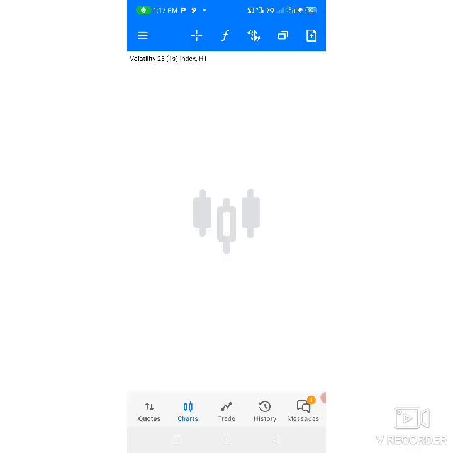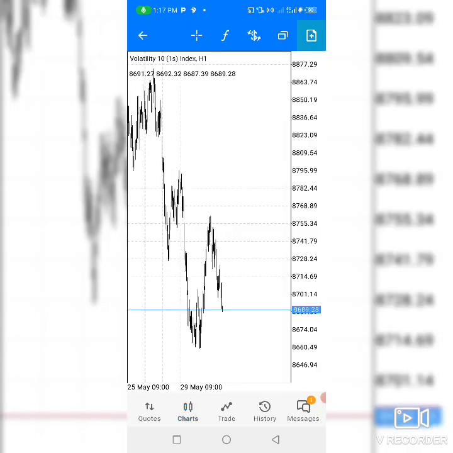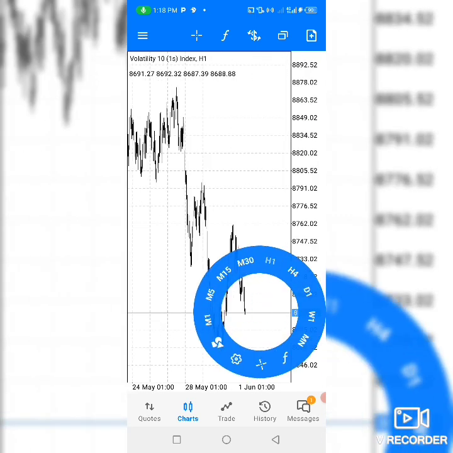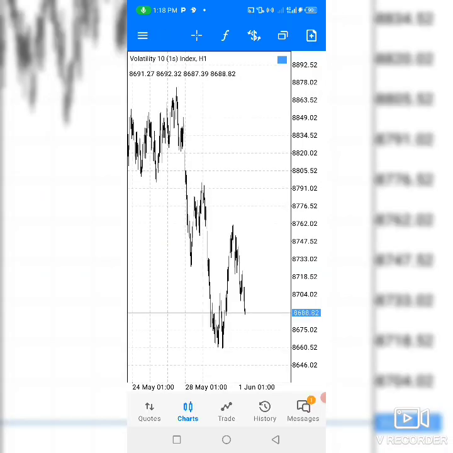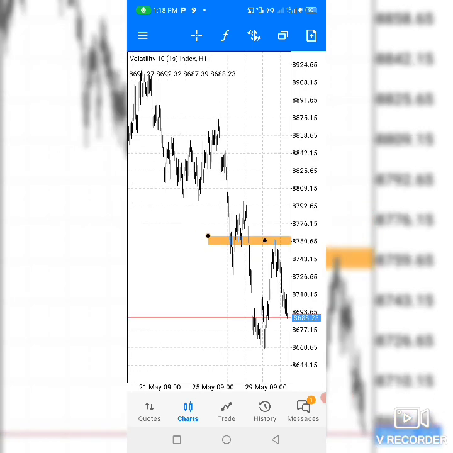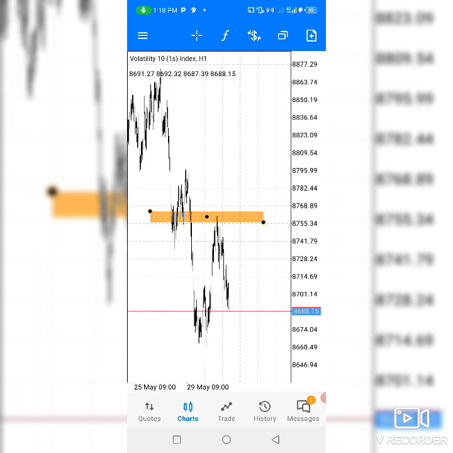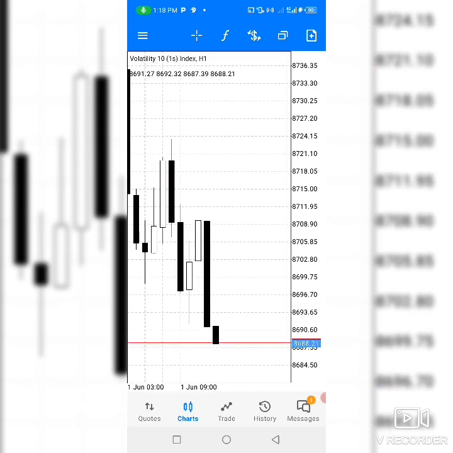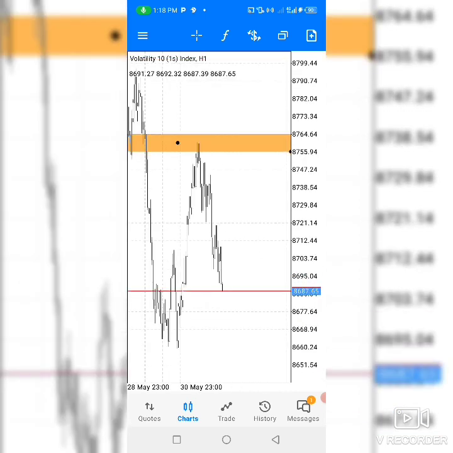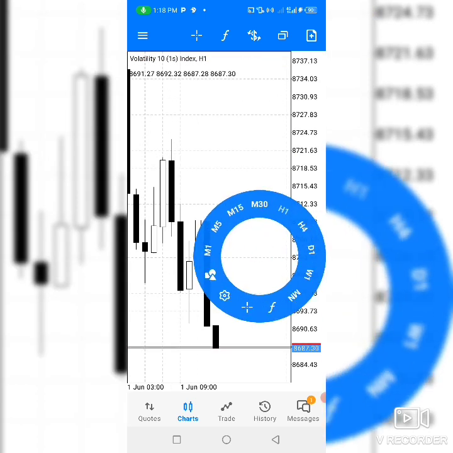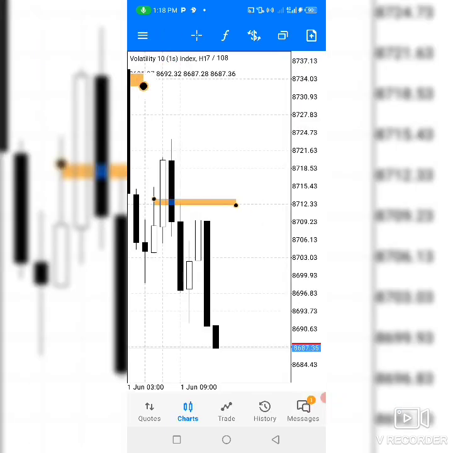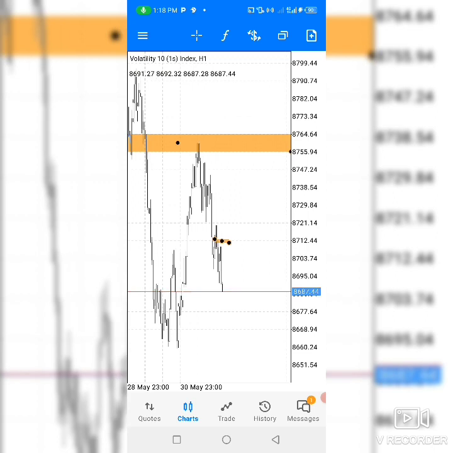Let's go to volatility 101S. Volatility 101S is buying. I'm sorry, it's selling. I made a mistake here. It's selling, not buying. Volatility 101S is selling, and the problem is we can't enter for this sell because if you look at it technically, we can't enter. I won't explain because this is not the reason why I came here.